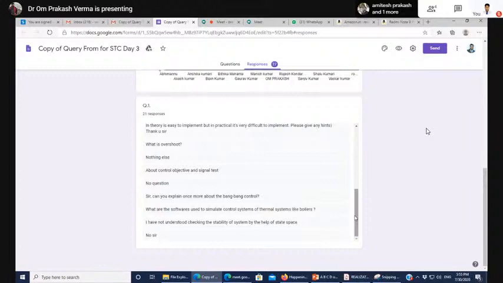What software is used to simulate the control system of thermal systems like boilers? For your study, ANSYS software is there, so you can use ANSYS for the control of chemical processes.